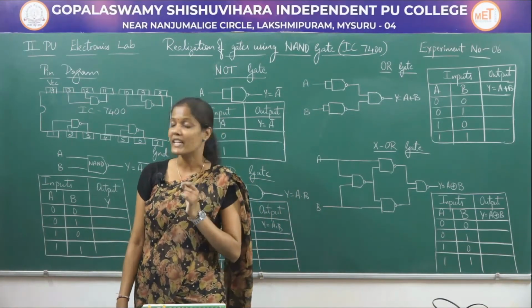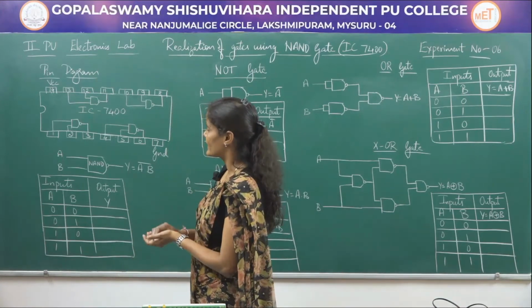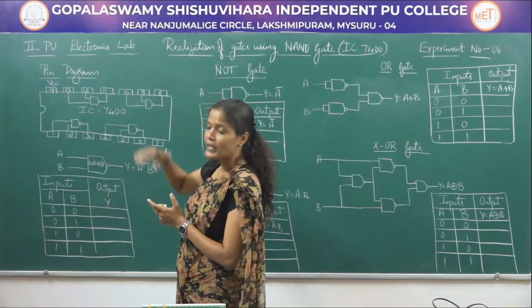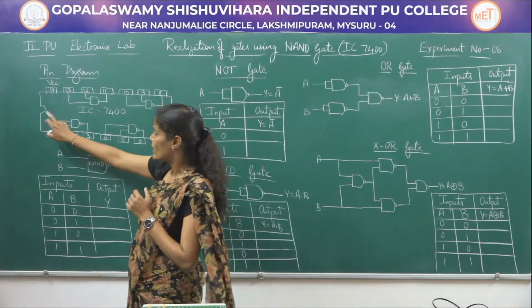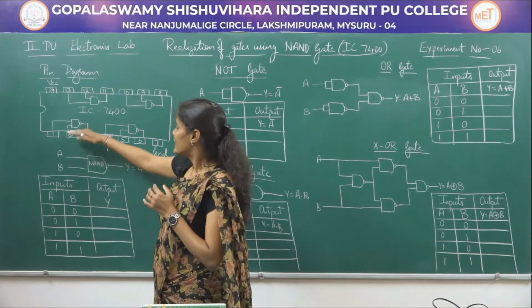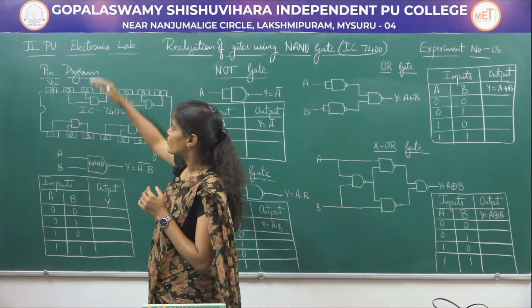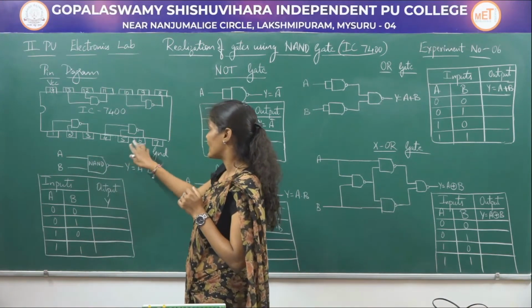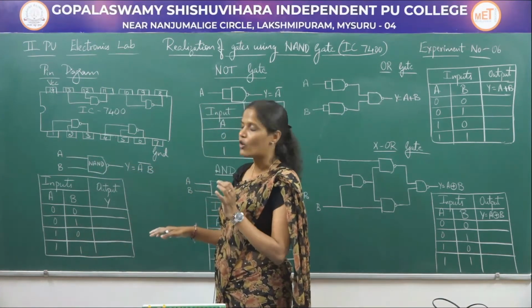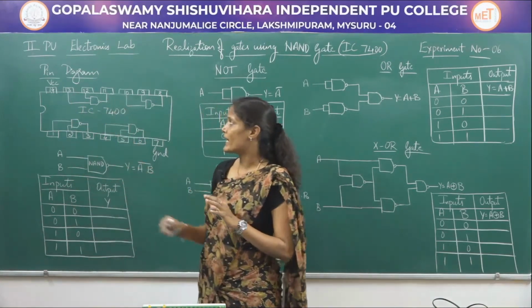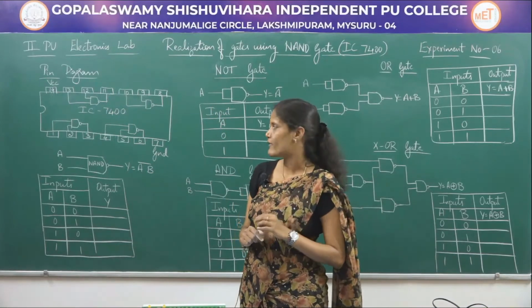IC7400 is a 14 pin IC which contains 7 pins to the left and 7 pins to the right of the notch. So if I consider this as the notch, I am having 14 pins, 7 to the left of the notch and 7 to the right of the notch. So 1, 2, 3, 4, 5, 6, 7, 7th pin is the ground pin and 14th pin is the VCC. So this is the pin diagram or the pin configuration of IC7400.